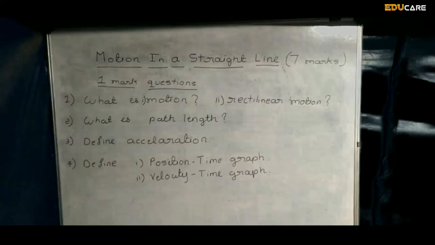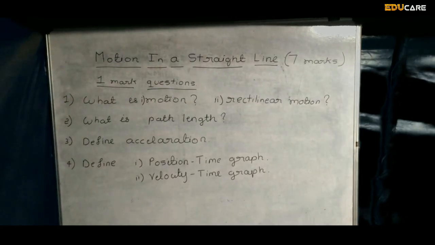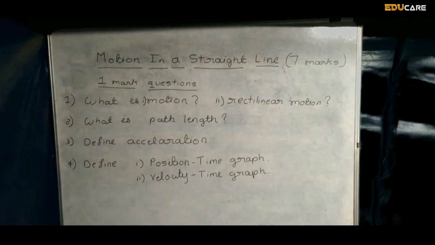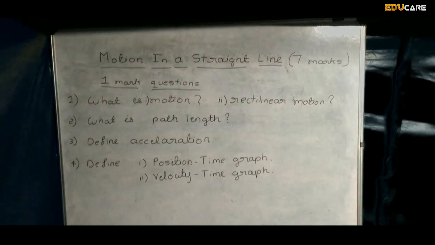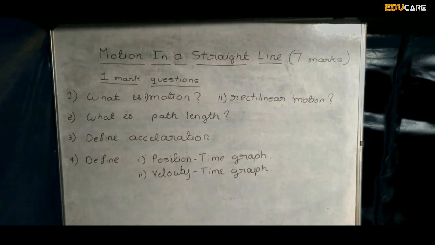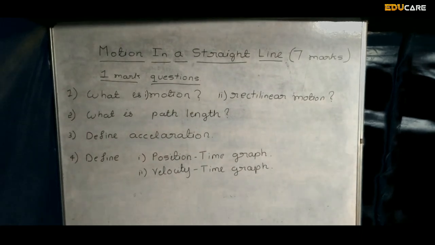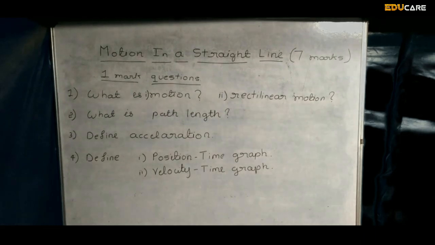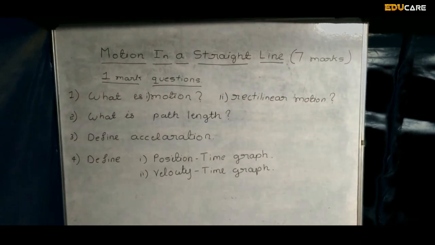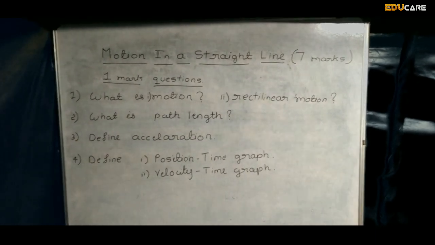Okay. Important questions from the third chapter of the first PUC physics. The name of the chapter is motion in a straight line. And in the beginning, 5 more questions. First question is what is motion, and what is rectilinear motion, what is path length, and define acceleration, define position time graph, define velocity time graph.